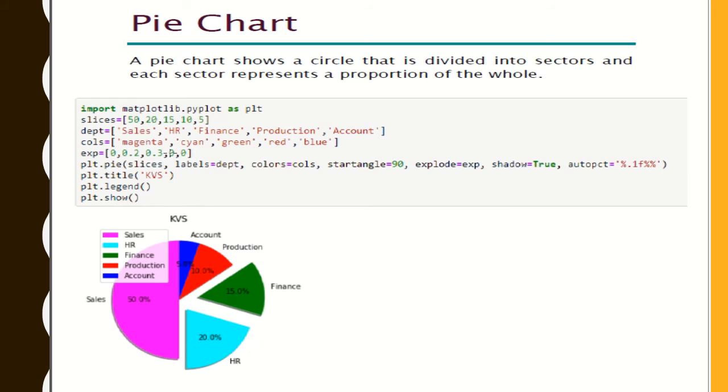Okay, labels will be department labels. Next, colors will be whatever colors you choose, startangle equal to 90, explode equal to exp, next shadow equal to true, autopct. These are the syntax which you have to write. Next is plt.title. You have to give the title here. Next is legend, and then show. Then according to that you can see the data which is being displayed.